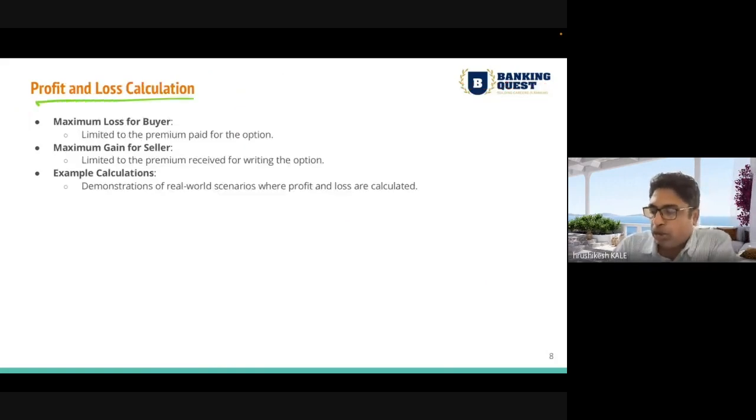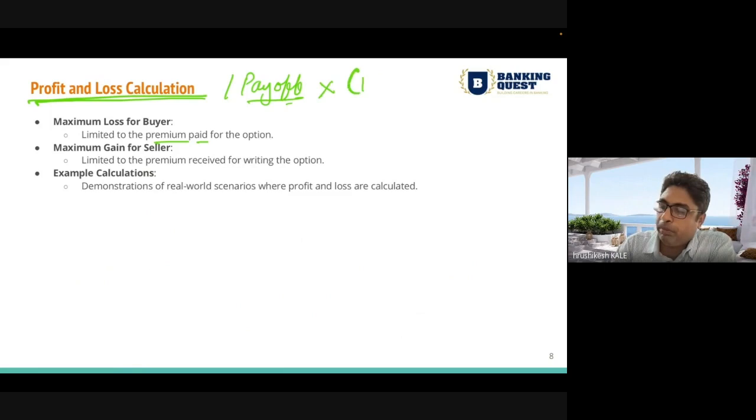Profit and loss calculations. The difference between payoff and profit and loss is that profit and loss considers the premium paid, and payoff does not consider premium. So premiums are not considered in payoff, but in profit and loss calculations, premiums are considered.